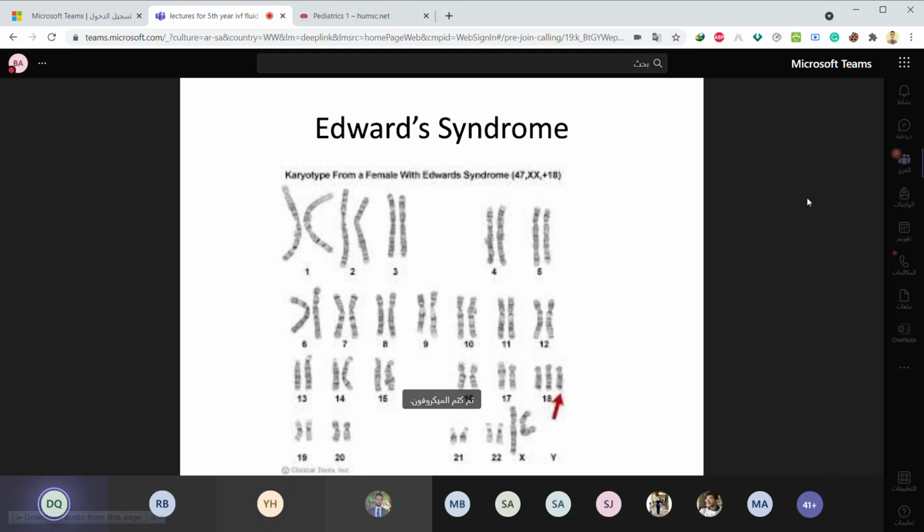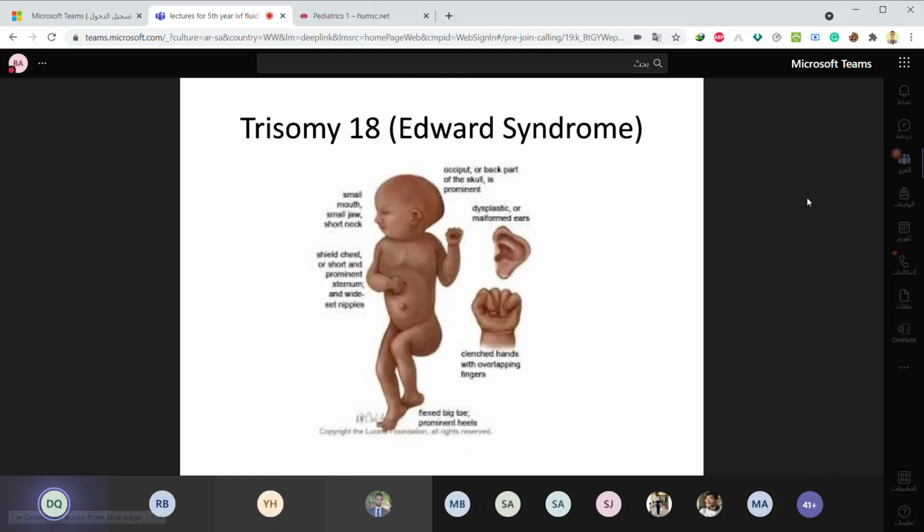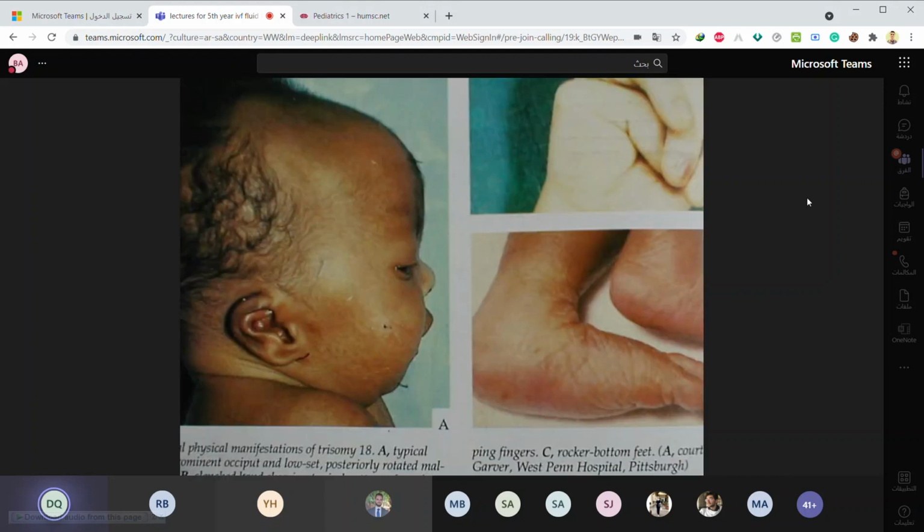So this chromosomal karyotype is XX, so it's also female. At chromosome number 18, she has 3 chromosomes, so trisomy 18. Trisomy 18 also has certain characteristics, and they will die early in life. This is a photo of trisomy 18.